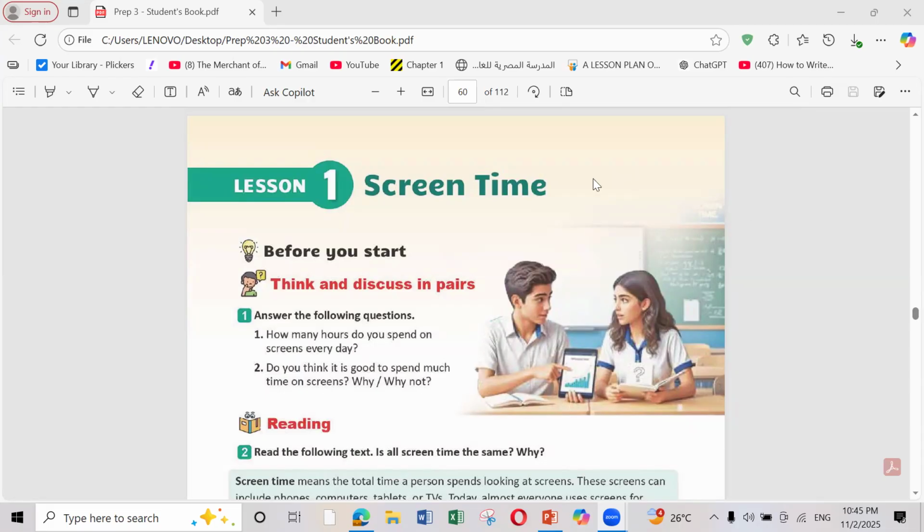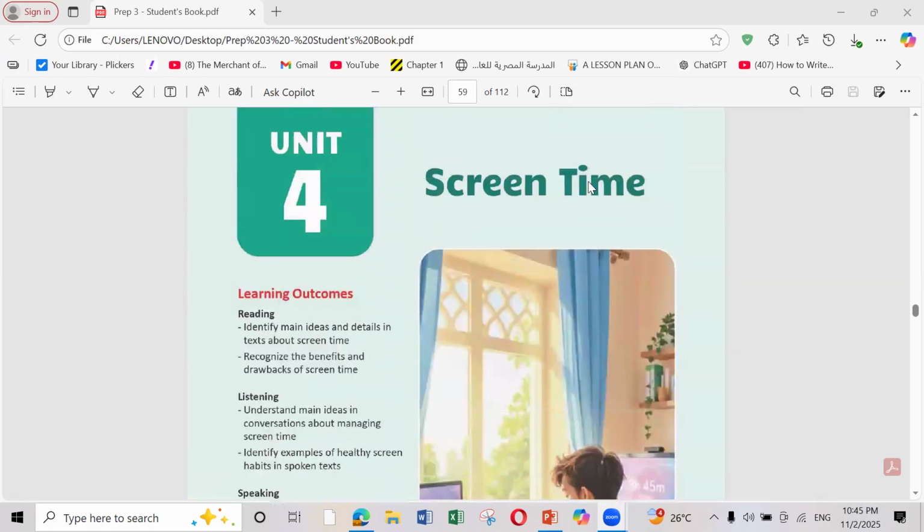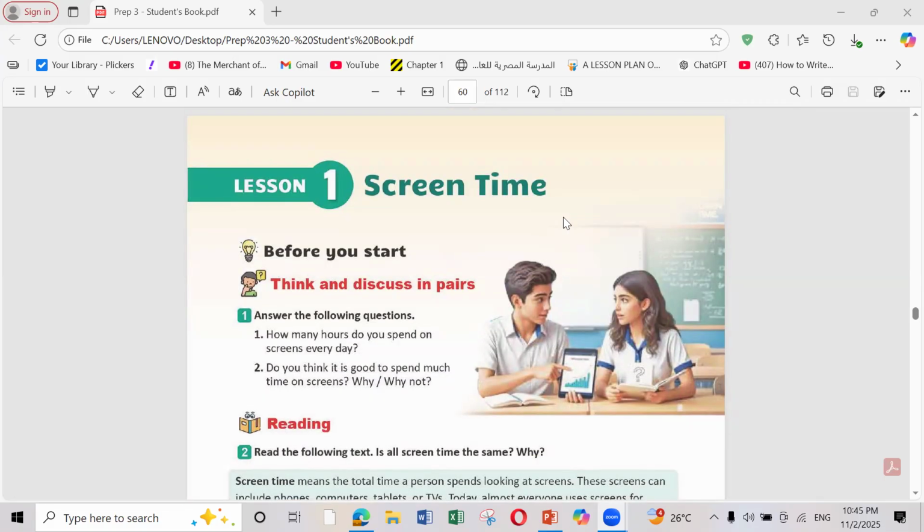We are going to explain lesson 1 in unit 4, screen time. This is the title of our lesson. Before we start here, we have two questions. You should answer them yourselves. The first question, how many hours do you spend on screens every day? The second question, do you think it is good to spend much time on screens? Why and why not?